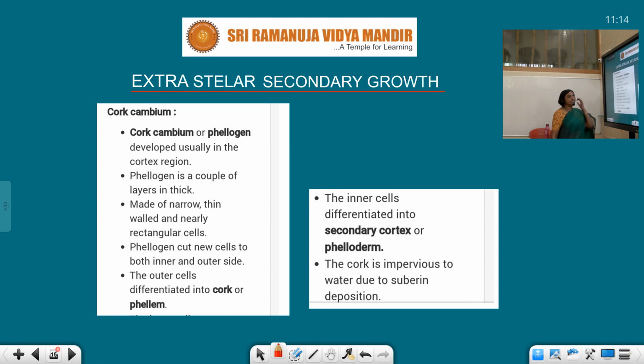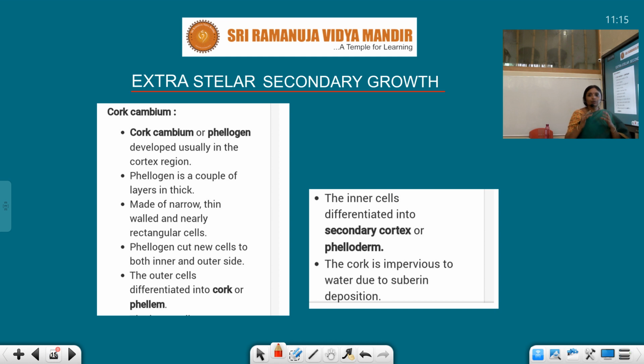Now, extrastellar secondary growth. Up to now we have seen that in the stellar part, the cambium ring is formed, and due to the activity of this cambium ring, secondary xylem and secondary phloem are formed. Now extrastellar. So outside the stele, what is present? Hypodermis, epidermis, and cortex layers are present outside the stele. In the stem we have seen that the upper layer is epidermis, and below the epidermis, hypodermis is present. This hypodermis is made up of collenchyma in the dicot stem, that we know. And below the hypodermis, the cortex layer and endodermis are present.